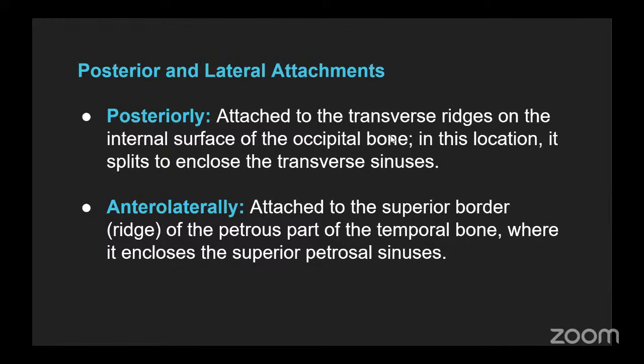Posteriorly, it is attached to the transverse ridges of the internal surface of the occipital bone. And why is it important? Because along its attachment to the occipital bone, it is going to separate and enclose the transverse sinuses. Whereas anterolaterally, on the lateral part, there is the petrous part, right? And there it attaches and also encloses the superior petrosal sinuses. I'm going to show you the images in a minute so that it all becomes easier.